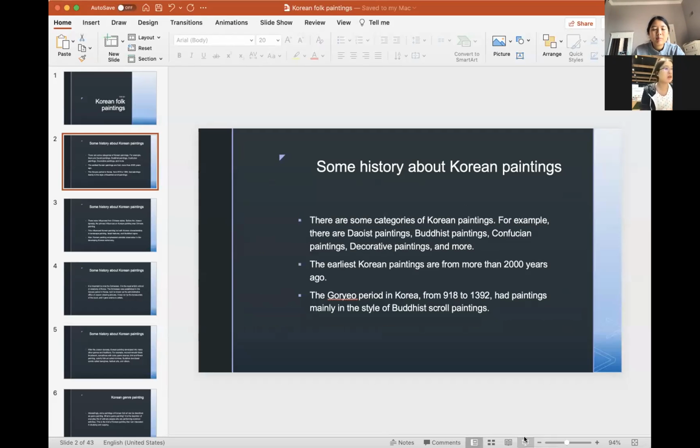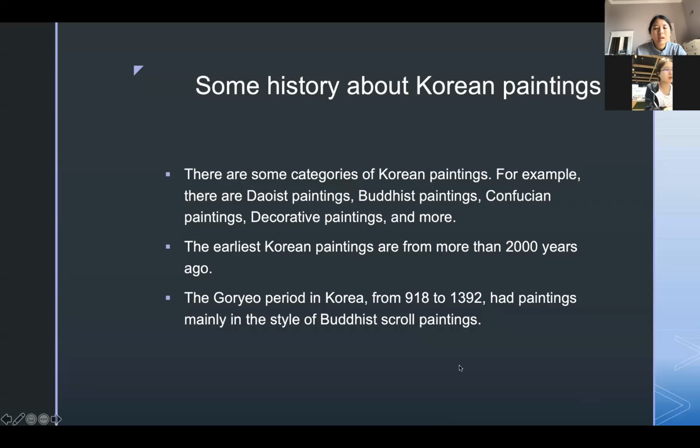I want to share some history about Korean paintings. So there are some categories of Korean paintings. For example, there are Taoist paintings, Buddhist paintings, Confucian paintings, decorative paintings, and more. The earliest Korean paintings are from more than 2,000 years ago.